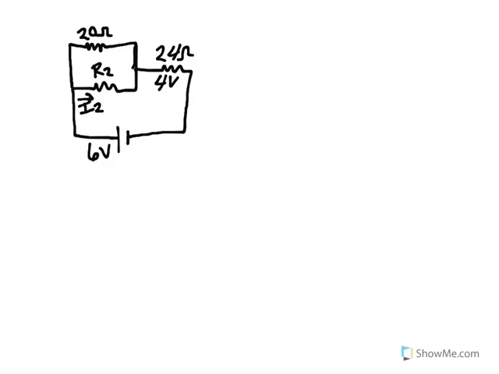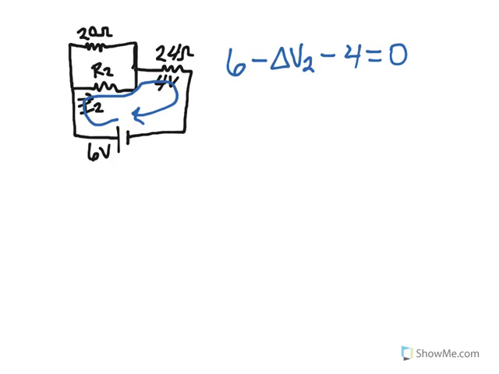And so, if I don't know where to start, let's just write the equation for our loops. So, in this blue loop going through R2, I have this equation. Starting with 6, I subtract the voltage drop across 2, and I also subtract 4 volts, because it tells me that the voltage drop across this 24 ohm resistor is 4. And I know that once I get past that, my voltage has to be 0 because there's nothing else to go through. So that equals 0. Now 6 minus 4 is 2, so I get 2 minus delta V2 equals 0.